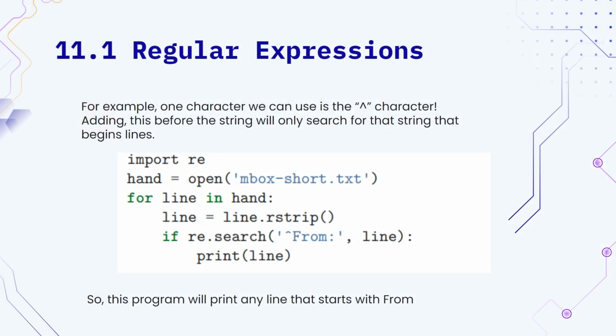Now let's look at our first special character, which is the caret symbol. What this caret operation does is that if you add it before the string in the search function, it will only return true if the text begins with that string. In this example, if we're searching for the word from in this variable, putting this caret means that it will only return true if this variable begins with the string from. So let's look at this in the text editor.